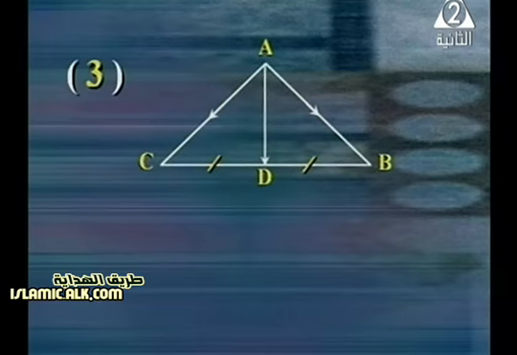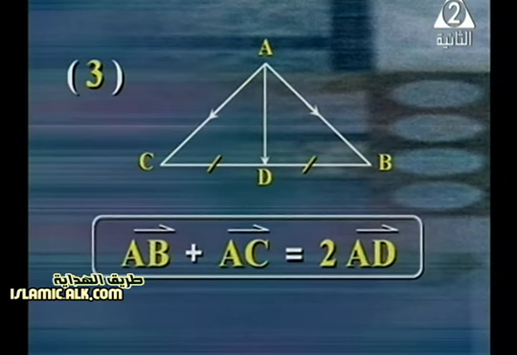Number 3, if we have AD as a median, D is the midpoint of BC. When we add AB vector plus AC vector, it equals twice AD vector. Look again, dear student, pay attention. We have 2 vectors, AB vector plus AC vector equals twice the median. If D is the midpoint of BC, then AB vector plus AC vector is twice the median of triangle ABC.